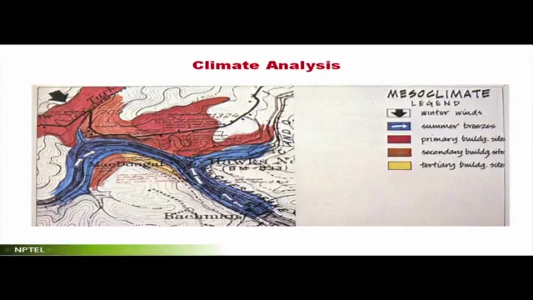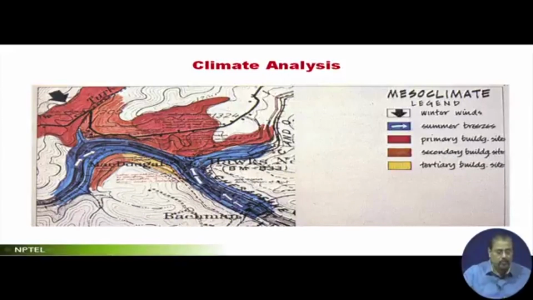In the climate analysis, what you are doing is trying to find out the climatic factors which are affecting my particular site. So essentially, as listed over here, the winter winds, the summer breeze, from which direction the summer breeze comes.